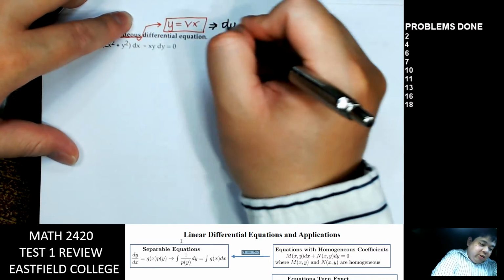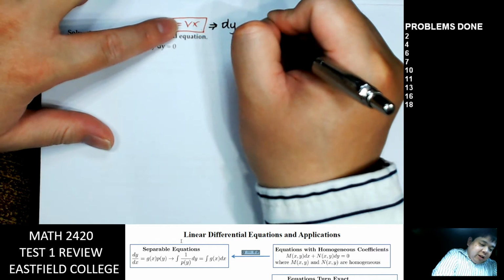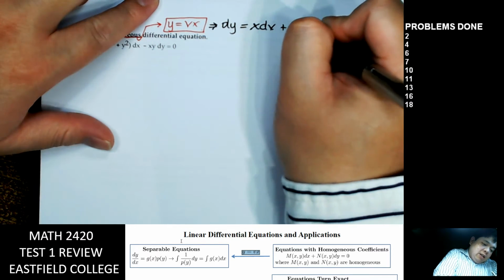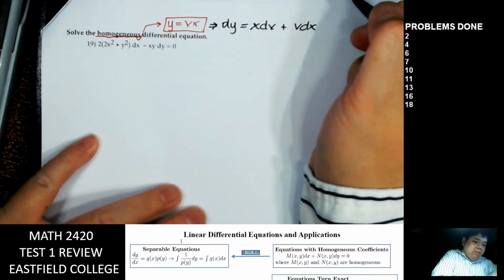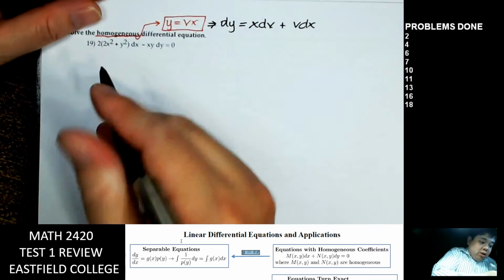So we take the derivative on both sides. We have x dv plus v dx. Right, so that is for dy. Now we substitute everything into this equation.